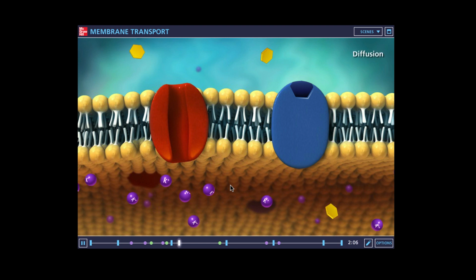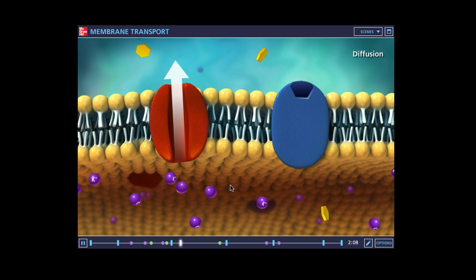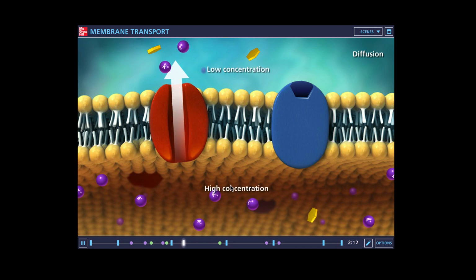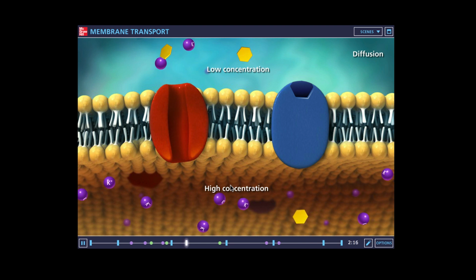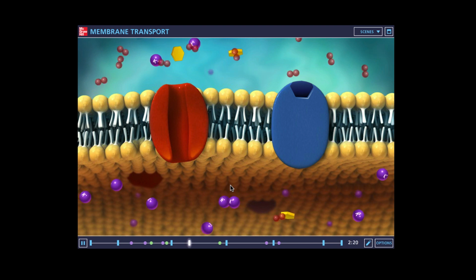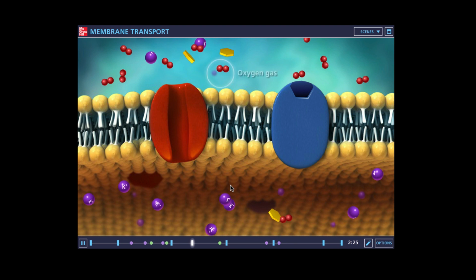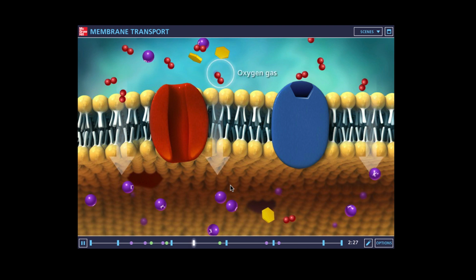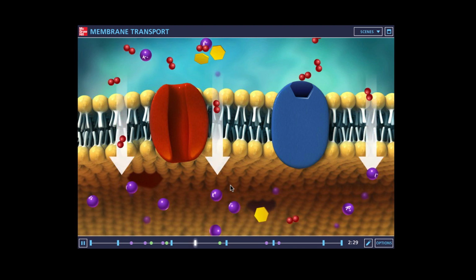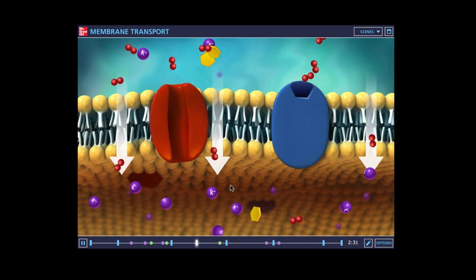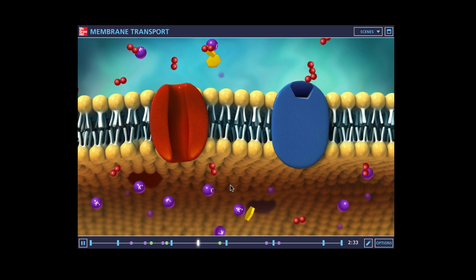Diffusion is a process in which substances move across a membrane from an area of high concentration to an area of lower concentration, or between areas of opposite electrical charges. This is called the electrochemical gradient. Small, non-charged particles, primarily gases such as oxygen and carbon dioxide, can diffuse through the plasma membrane by moving in between the phospholipids in the bilayer.